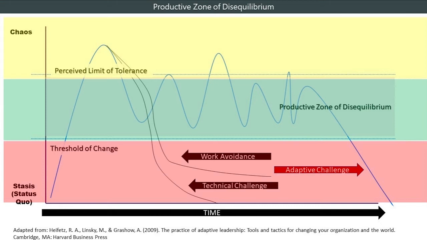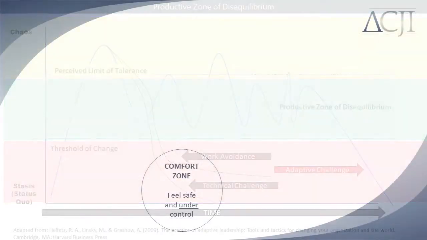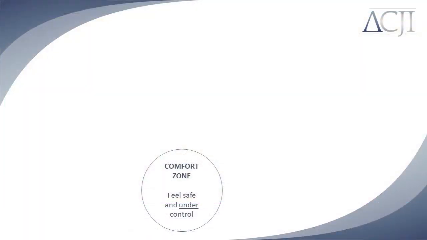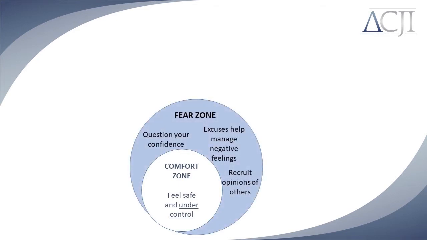We can also think of the comfort zone as a series of bubbles. The comfort zone is this small little bubble that we're in where we feel safe and we're under control, and it makes us feel warm and comfortable to be in this very small bubble of what we know and what we're familiar with. And just outside that comfort zone is the fear zone. When we get outside that comfort bubble into the fear bubble, that's when we start questioning our confidence and having doubts, and we might even have some excuses to manage the feelings of that, and we start appropriating the opinions of others.